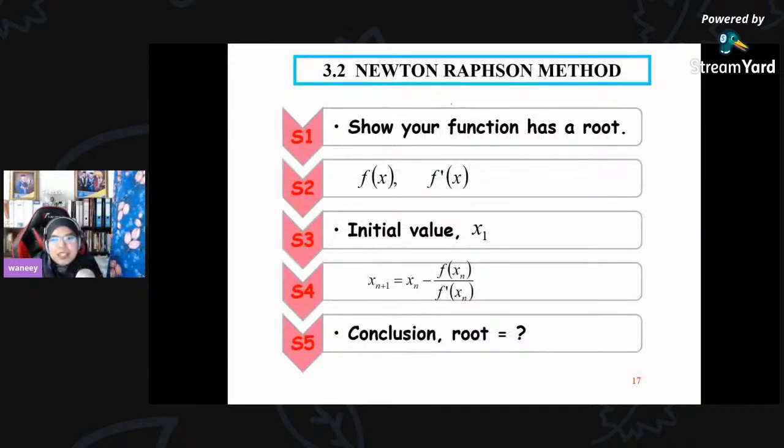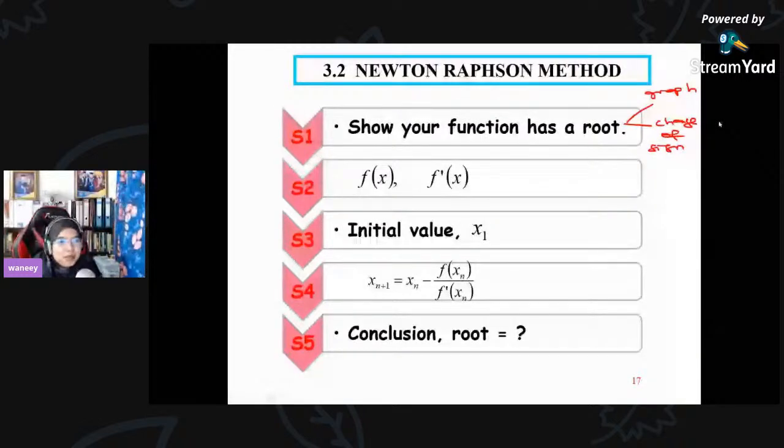Right, so basically, how to do a Newton-Raphson method. So the first step, you need to show that your function is having a root. So you can either do that by using the graphical method, or you can use the algebraic method or the change of sign. Sebab kadang-kadang saya tulis algebraic, mesti tak faham kan. So kita tulis change of sign lah. 1 plus 1 minus. So you can either use a graphical method or change of sign.